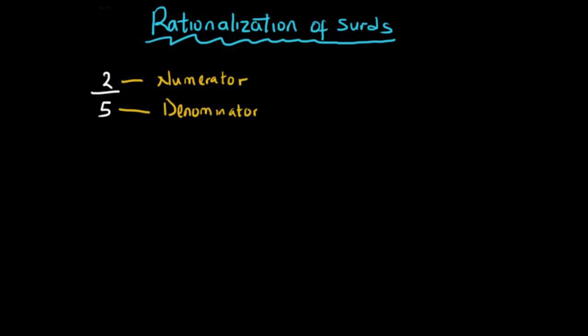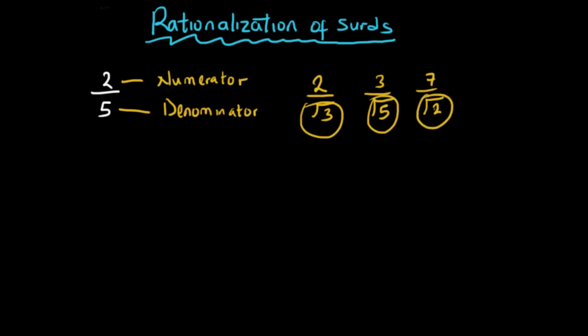Now, having said this, whenever we have the denominator as a surd, we rationalize. So it means if the surd is under, we rationalize. For example, we rationalize if we have 2 over square root of 3, or 3 over root 5, or 7 over root 2. You can see in these 3 cases, we have a surd as the denominator. But we don't rationalize when we have, say, root 3 over 2.